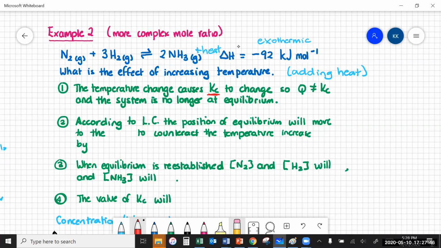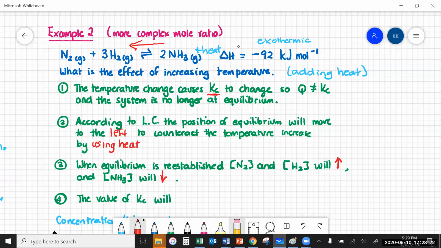According to Le Chatelier, what will happen? Well, if we want to be using up some of that extra heat, we're going to need to go away from the heat on the reaction. We're going to need to go over to the left. How does that counteract the temperature change? It uses heat. And when equilibrium is re-established, nitrogen and hydrogen will have increased and ammonia will have decreased.